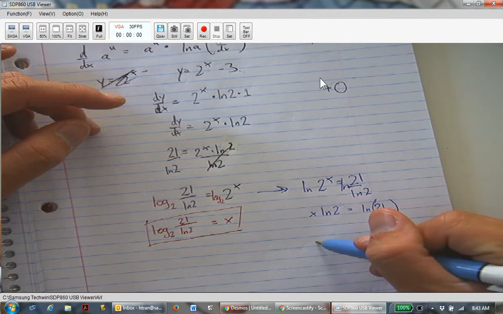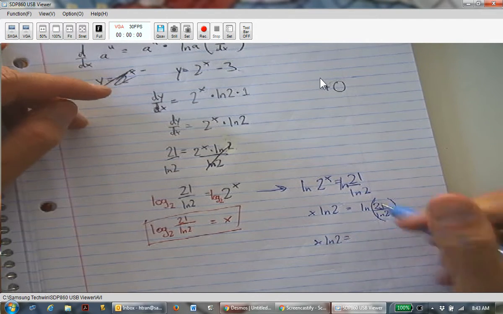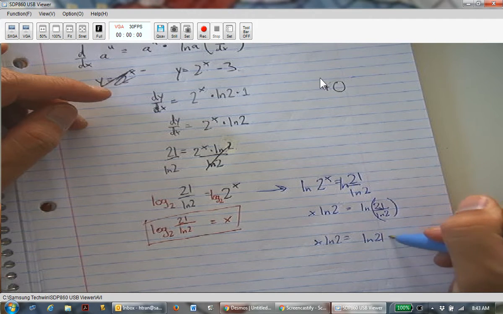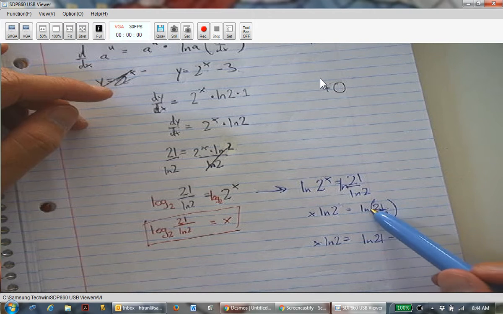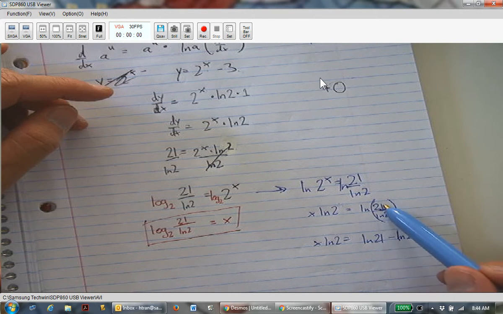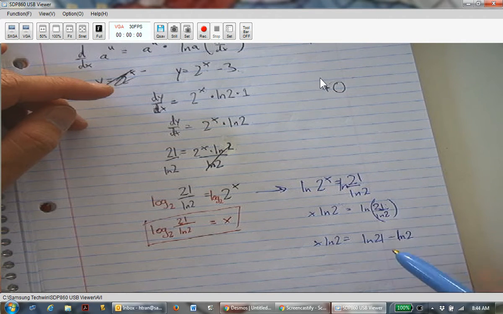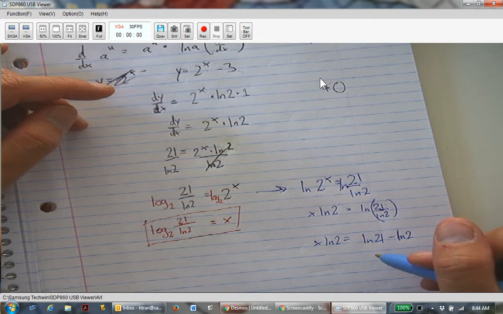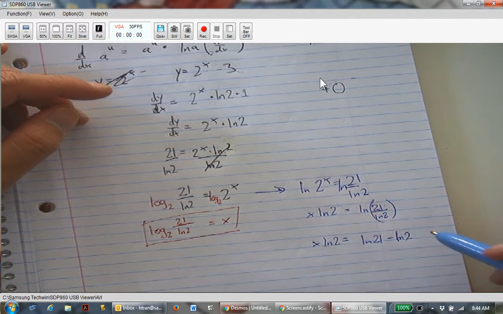Well, the first thing I want to do is, you could do this, or you could just expand it out if you want to go one step further. You don't have to, but you could do ln of 21 minus ln of 2, because the logarithm rule states that if you're taking a logarithm of a fraction, you're essentially taking the log of the top part and subtracting the log of the bottom part. If you think it's harder, then you don't have to.